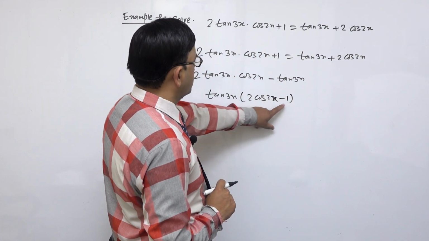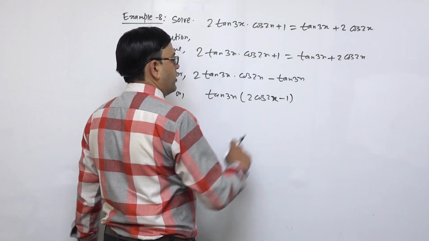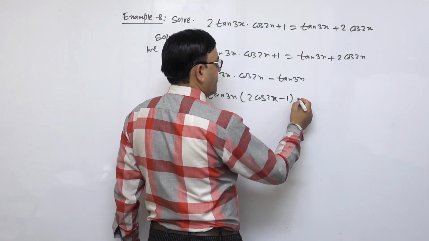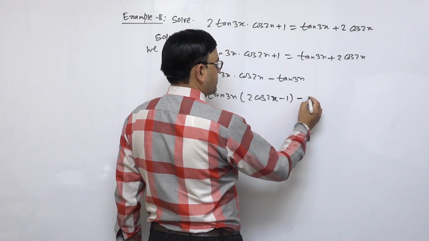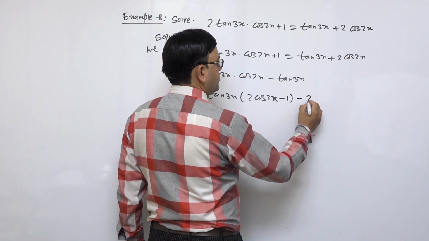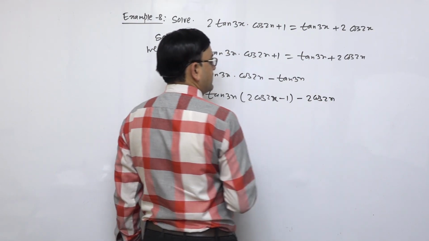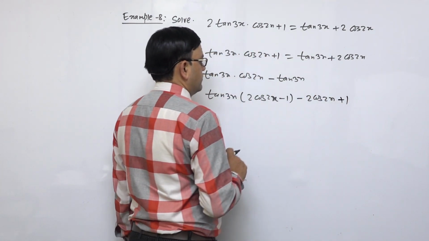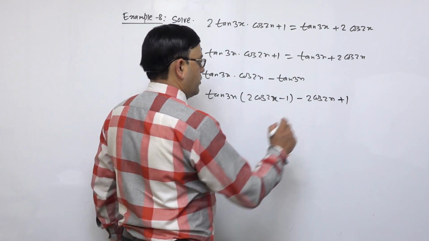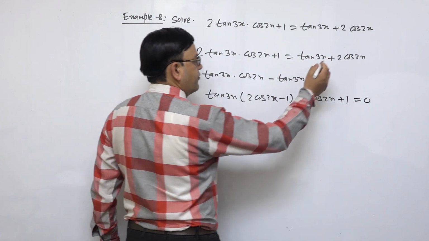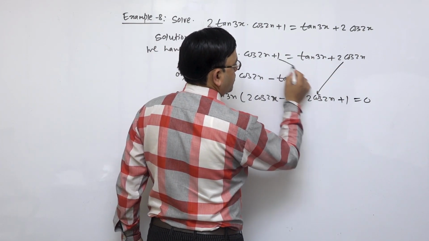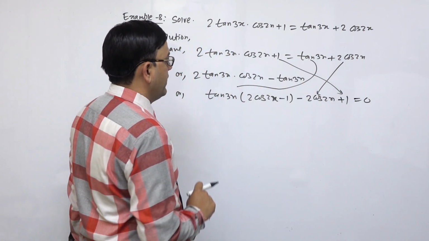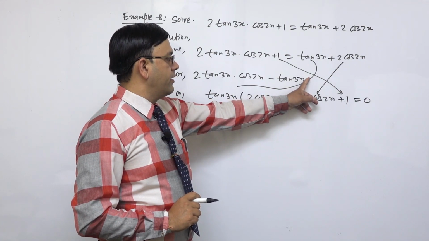So here is 2 cos 2x minus 1, but here we have 1, and 2 cos 2x is only here. So we can write it here minus 2 cos 2x plus 1 is equal to 0. Students, this term we put here, and this plus 1 is also here, and this tan 3x, once again we have to write in the front line.